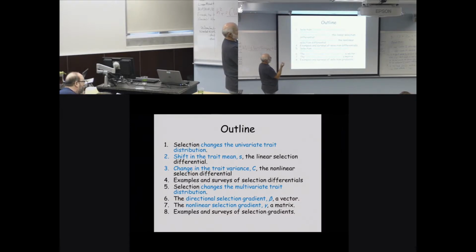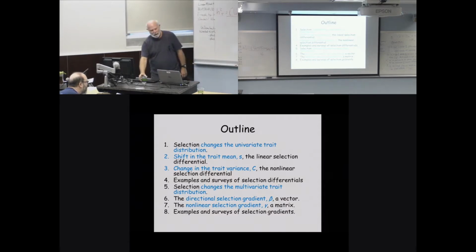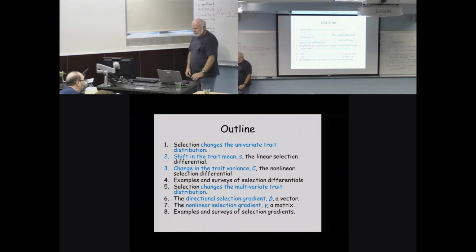The new thing we're going to talk about today is gamma, the nonlinear selection gradient, and it's a matrix. And it's going to tell us how selection acts on variances and covariances. It's the matrix that tells us about how selection is producing morphological integration, for example, or phenotypic integration in general. And then we'll end with some examples and a couple of surveys, not as many as we'd like.